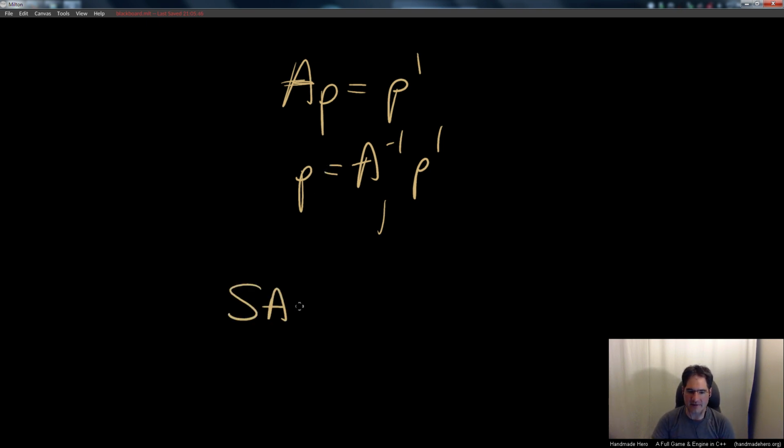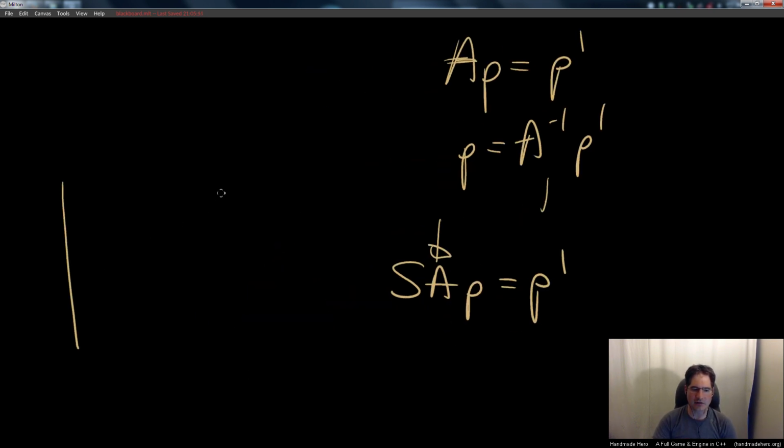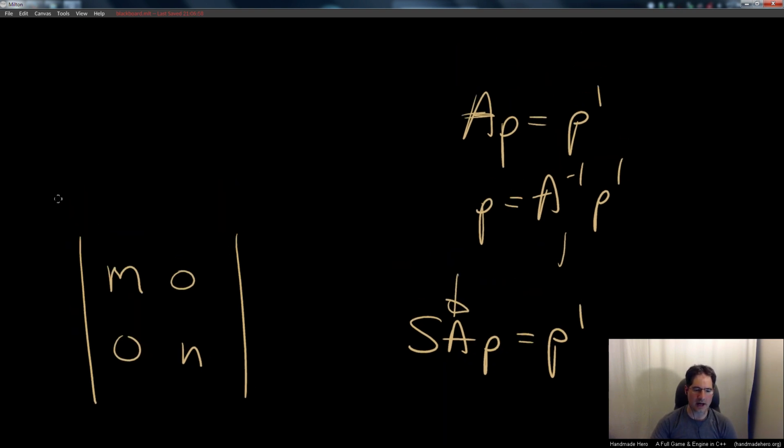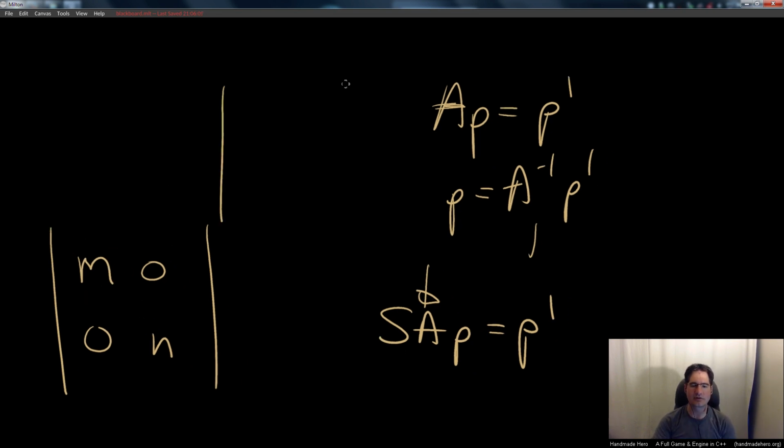I could think of that as SAP equals P prime, where S is a scaling matrix and A is an orthogonal matrix, an orthonormal matrix, where all the vectors are orthonormal. So A is our original matrix and S is just a matrix that has the scales in it. So if we had, like we were up there, the M and the N, then if you look at what happens to a matrix that looks like this, a diagonal matrix with just numbers on the diagonal, that acts as something that will scale other matrices, or vectors. That's a scaling matrix. Why does it do that?